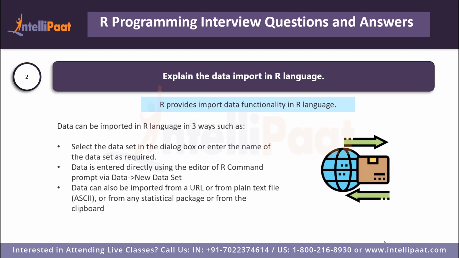Explain the data import in R language. R provides import data functionality, and data can be imported in R in three ways. You can select the dataset in the dialog box or enter the name of the dataset as required in the terminal. Then data is entered directly using the editor of the R command prompt via data as new dataset. So you can write it in the command prompt for importing the data. And finally, data can also be imported from a URL or from a plain text file or from any statistical package or from the clipboard. So you can import the data in R using these three ways. Now let me go to the next question.